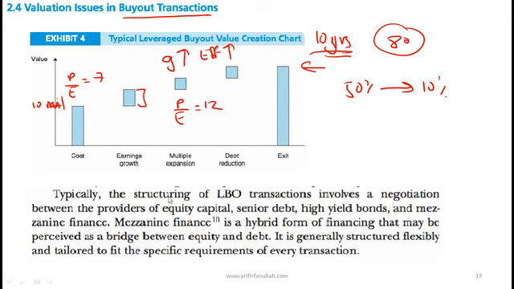Okay, the second large point here, which will then be elaborated on the next slide, is the structuring of LBO. What does LBO stand for? So this is your leveraged buyout. So these transactions involve a negotiation between providers of equity capital, senior debt, high yield bond, etc. The point here is the 10 million. Where is the 10 million coming from? Just like when a company is funded, what are the sources of funds? It could be either equity investments or debt-based investments.